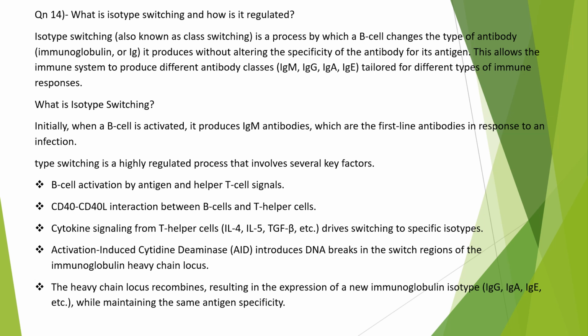This type of switching is a highly regulated process that involves several key factors. The factors that can involve how isotype is regulated: one, we have the B cell activation by antigen and helper T cell signals. Second, the CD40 and the CD40L interaction between B cells and T helper cells. And also we have the cytokine signaling from T helper cells, which include interleukin 4, 5, TGF beta, and etc. that drives the switching to the specific isotypes.